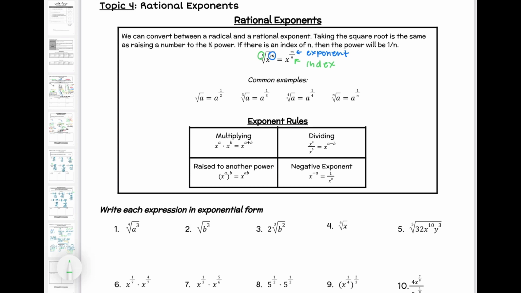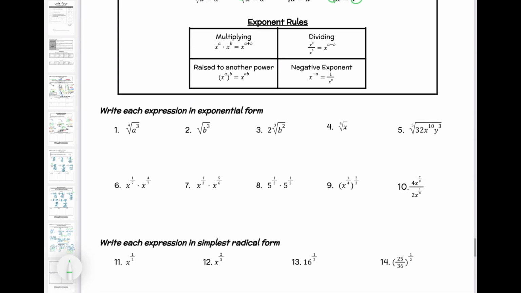All right, so our common examples: if we have an index of 2, a square root, then that's the same thing as writing it as 1 over 2, because there's a 1 there. If we have a cube root, it's the same thing as writing it as 1 over 3. Same thing with the fourth root, and same thing with the nth root. I'll come back to the exponent rules in just a minute.